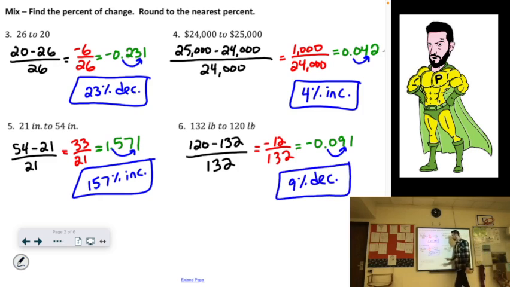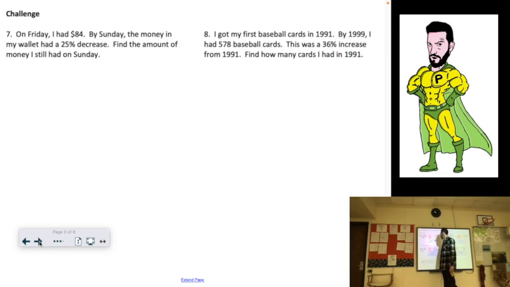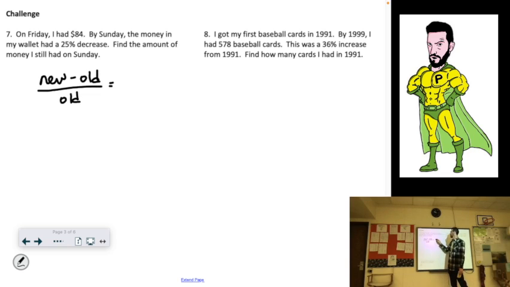Nice, nice. Now we got some challenge problems coming your way. Woo! On Friday, I had $84. By Sunday, the money in my account had a 25% decrease. Find the amount of money I still had on Sunday. Now, if we're kind of picturing our new minus old over old, and this is going to be our percent in decimal form, right? And then we moved it 2 places.